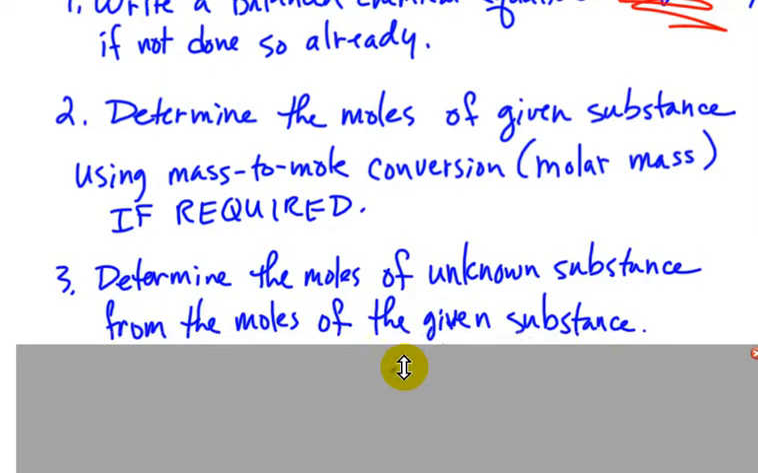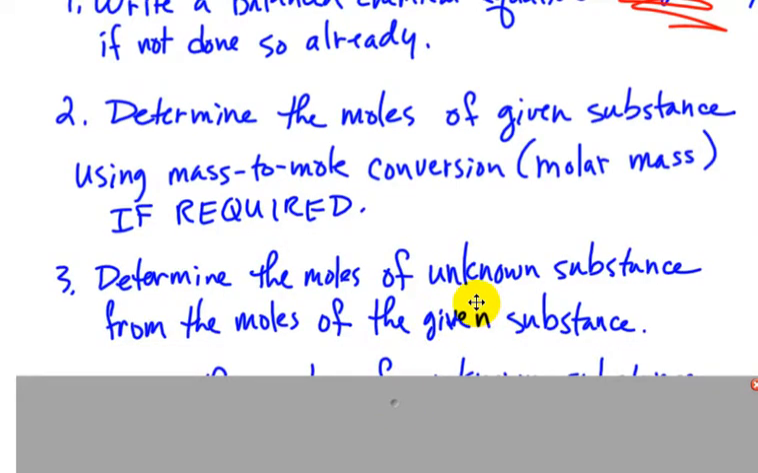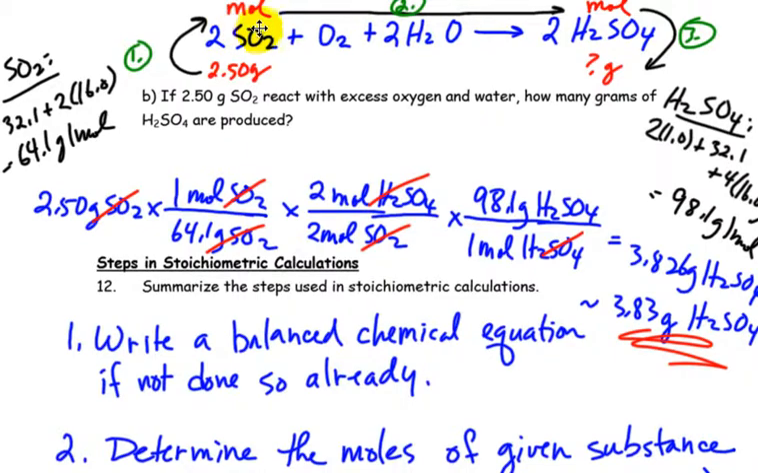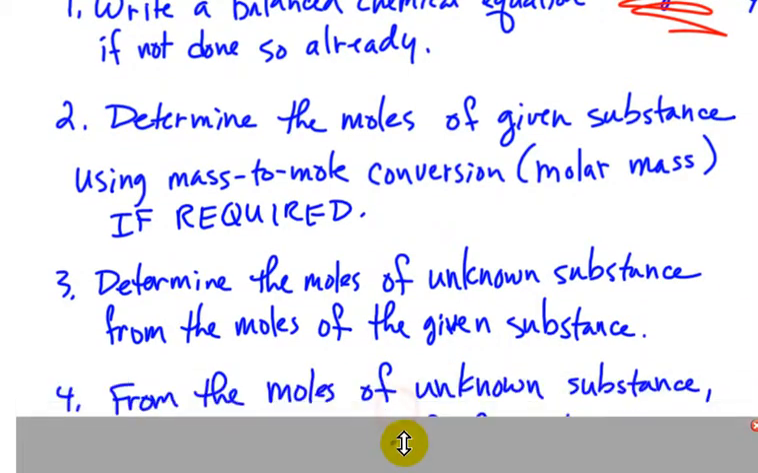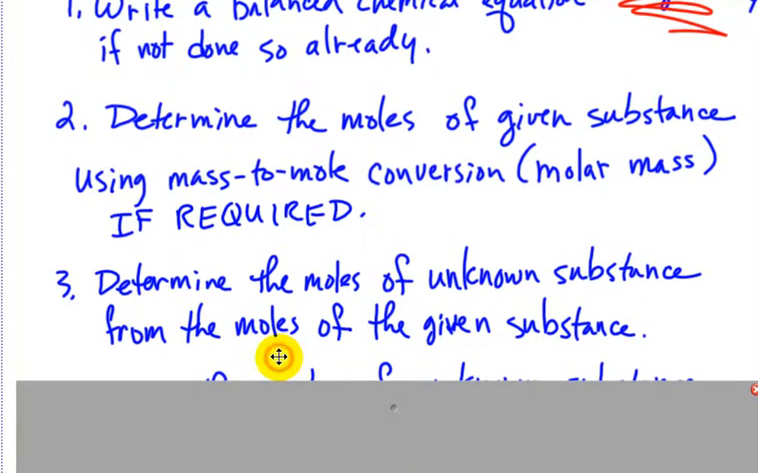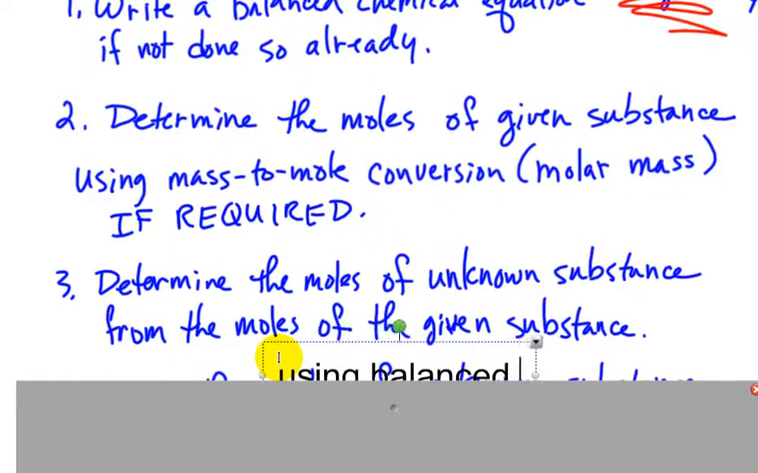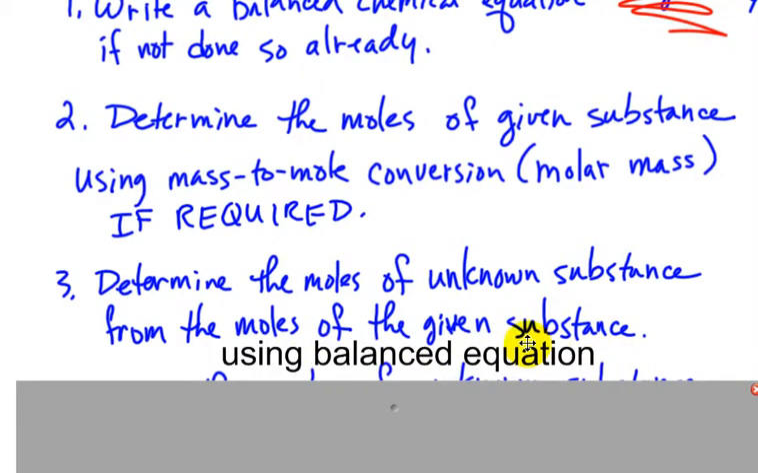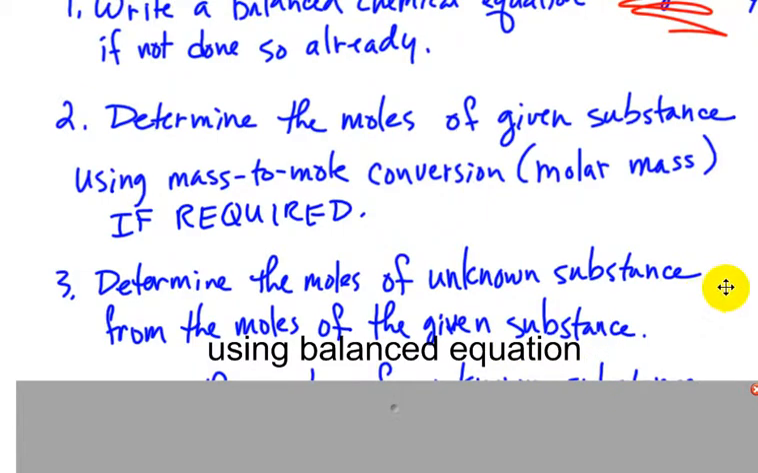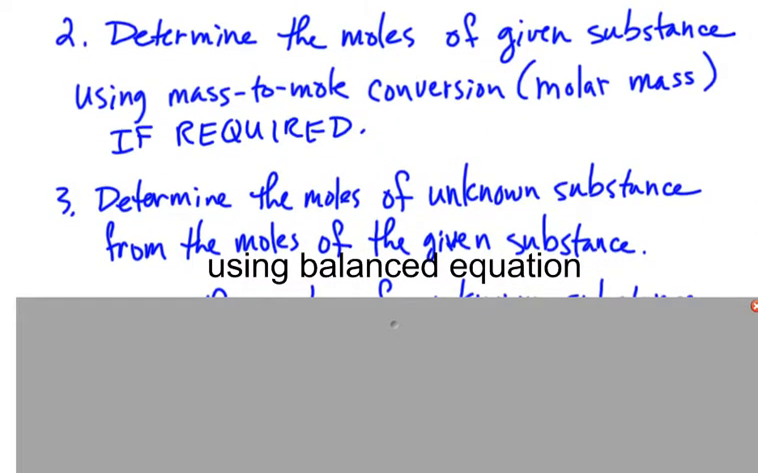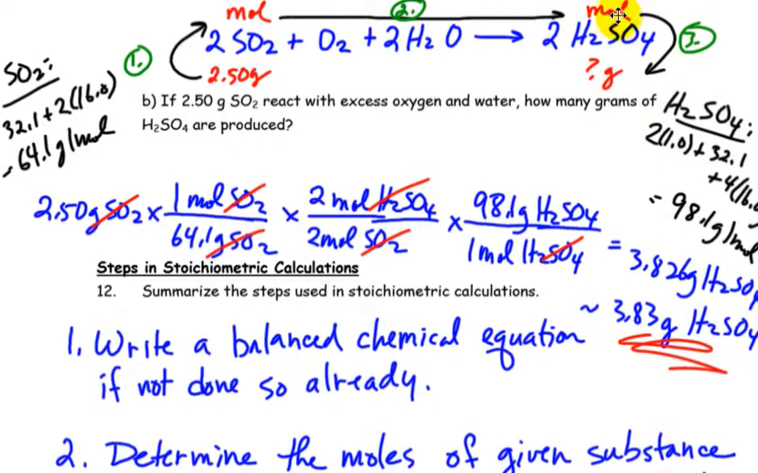The step that's in all of these is going from moles of given substance to moles of unknown substance. So it's this step here: moles of substance you know to moles of substance you don't know by using the balanced equation. Okay? And I'll maybe write that. Using balanced equation. So that's where the balanced chemical equation comes into play. And if you do that, you're right here at this part.